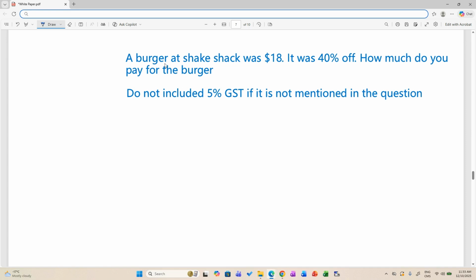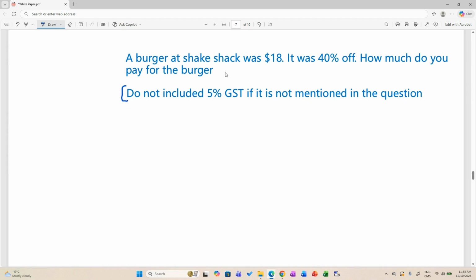So the question states a burger at Shake Shack was $18. It was 40% off that day. So how much did I pay for that burger in total? And this usually doesn't have to be mentioned, but if I don't mention GST anywhere in my problem, and GST is a tax, so if I don't mention this sales tax anywhere in my problem, it means I don't want to include GST or the tax.